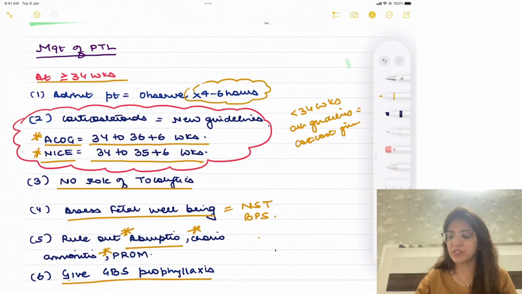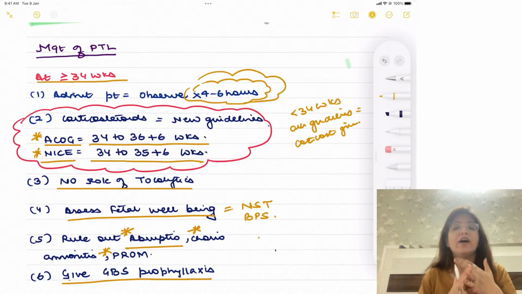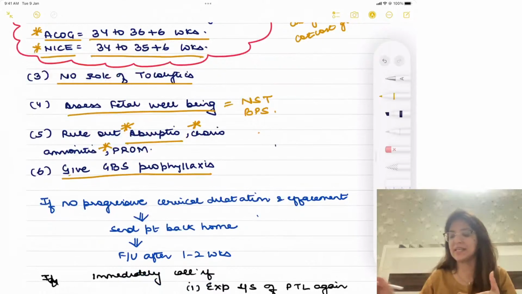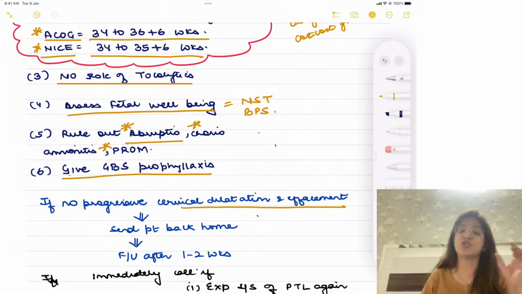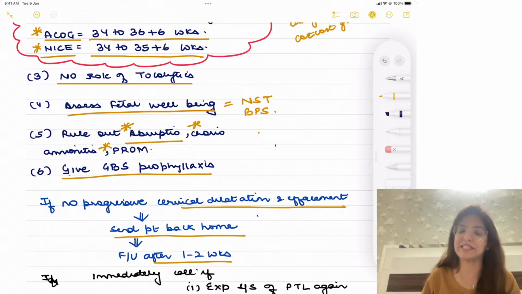Now, in these 4 to 6 hours, after I have given her corticosteroids, assessed her fetal well-being, ruled out PROM, chorioamnionitis and abruptio, and started antibiotics, if I see that there is no progressive dilatation and effacement, because all of you know that true labor pains are associated with progressive dilatation and effacement, I'm going to send her back home and tell her to come to me after 1 to 2 weeks, right?